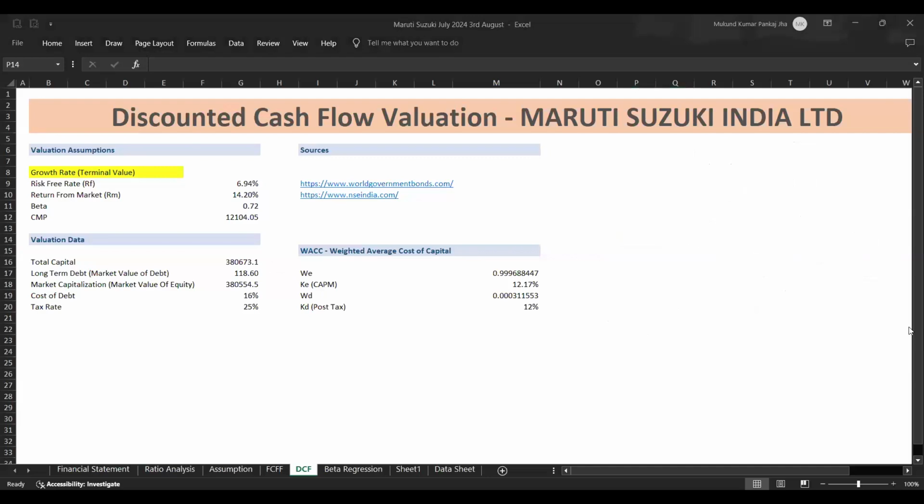Moving on, we have our WACC with us. That is weighted average cost of capital. Just give me a second, guys.